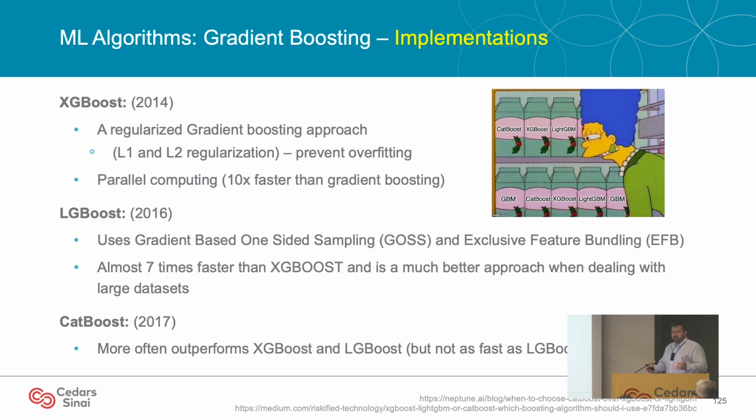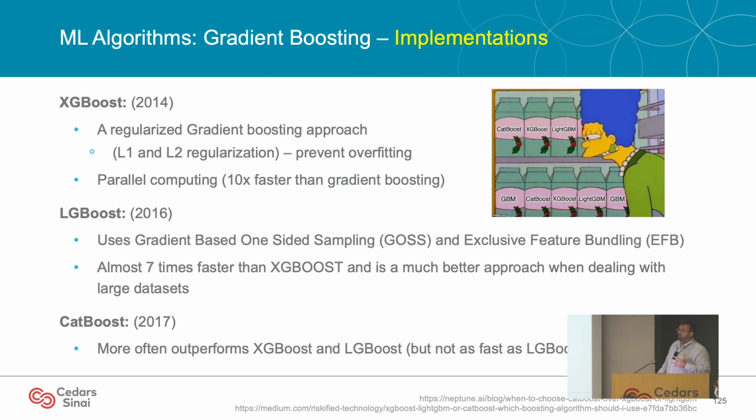If you're interested in gradient boosting, there are a few flavors of gradient boosting out there that are super popular. XGBoost has been around the longest. It adds regularization to the optimization process to avoid overfitting, specifically L1 and L2 regularization. It also implements parallel computing, so it works 10 times faster than your standard gradient boosting approach.